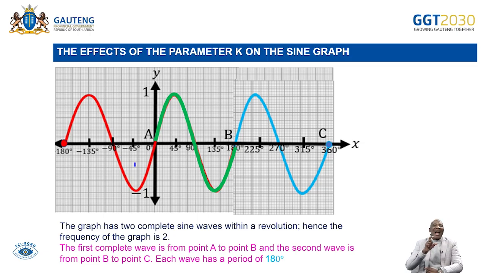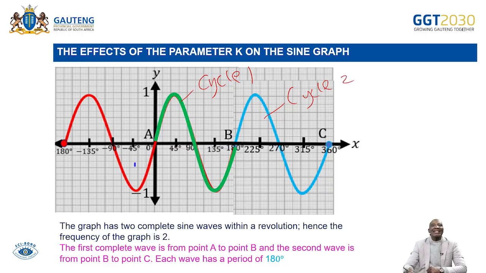This means our sine graph has a frequency of 2 within a revolution. That green graph is a complete cycle on its own. This is my cycle 1 of the sine graph. This is my second cycle of the same graph.